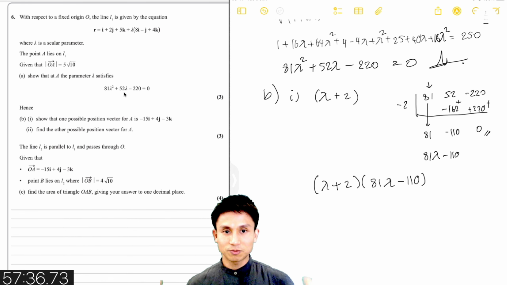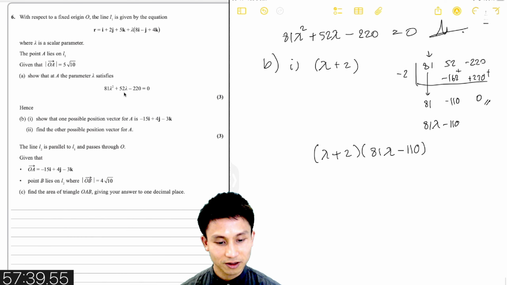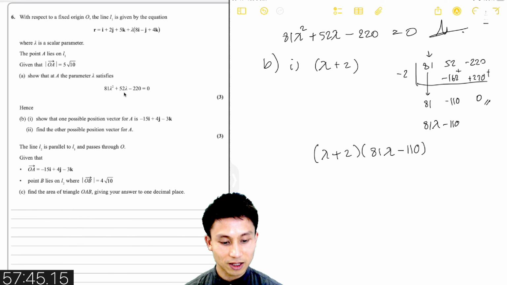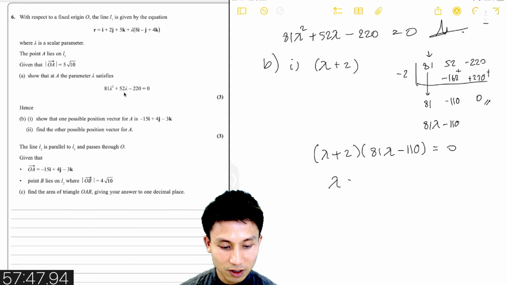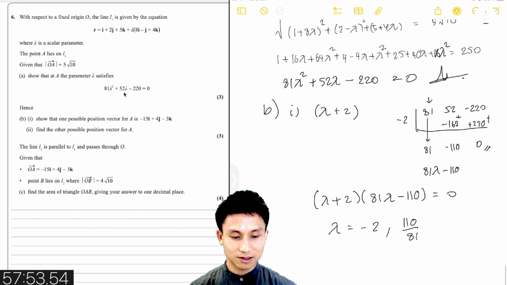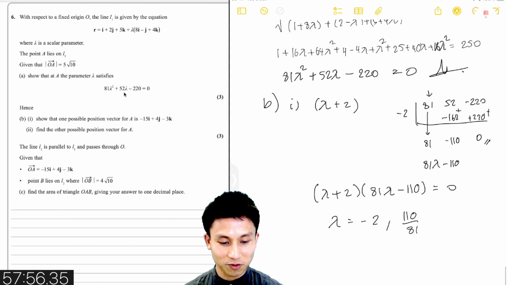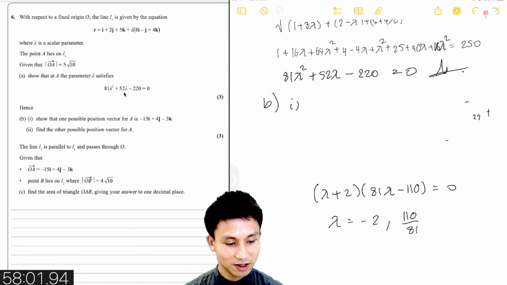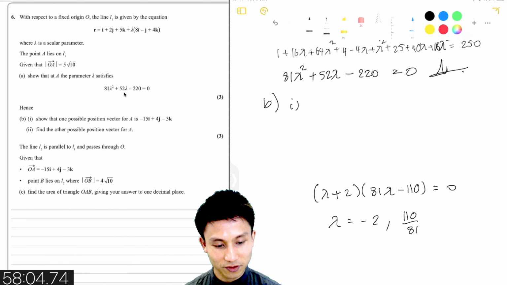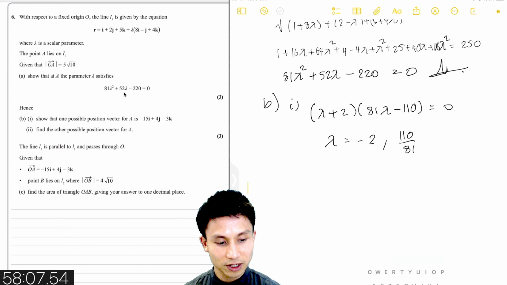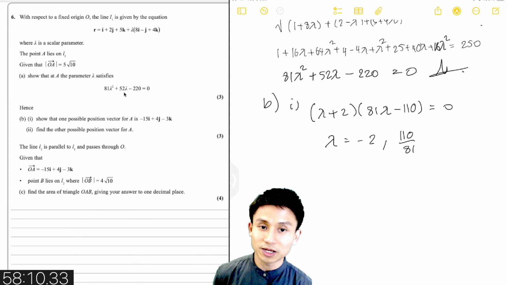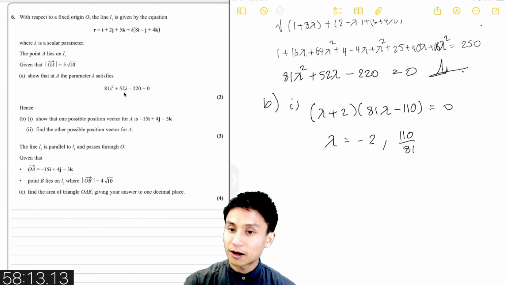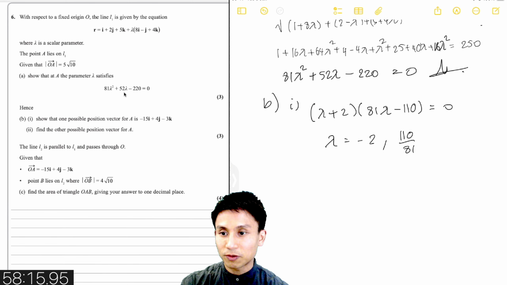So if you check multiplying back in, you should get the number you want, right? Hopefully. Hang on, let's check. Yeah, I do get that. Equals 0. That means lambda equals minus 2 and 110 over 81. Yeah, that's how to work backwards. So you check what you got first and then, yeah, there we go. We're gonna delete this because the marker wouldn't care about this anyway. So that would be how I would do it without a calculator if the numbers are too big to factorize quadratically.